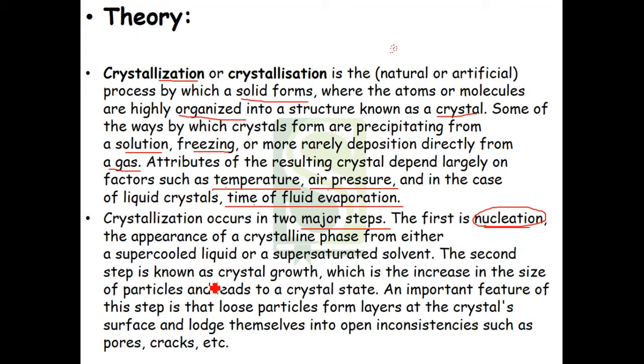The second step is known as the crystal growth. Right, now once a nuclei is formed, suppose this is your nuclei, then what will happen in crystal growth? Just the material which is present in the surrounding solution will come and start to deposit in the same orientation as that of the nuclei, right? So here just crystal growth is going to occur. That means we can say the thickness and the size will increase. Okay, which is the increase in the size of the particles, and it leads to crystal state.